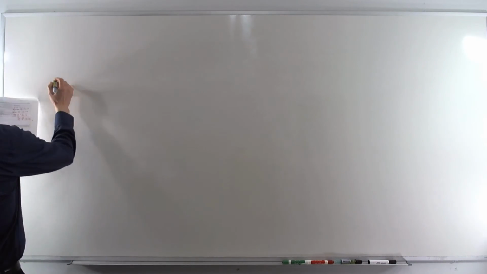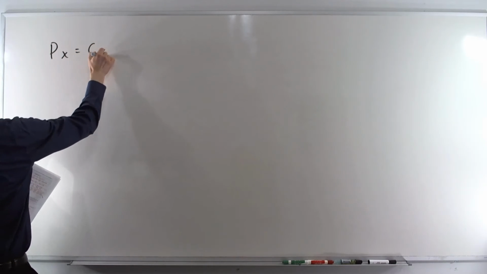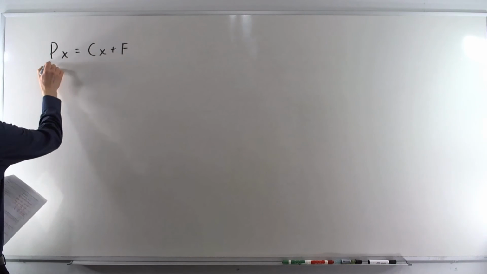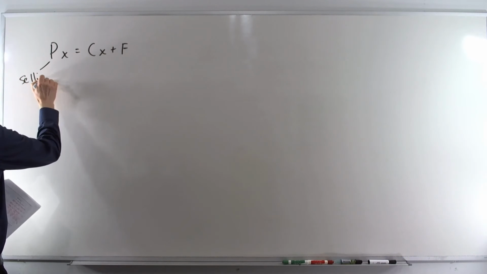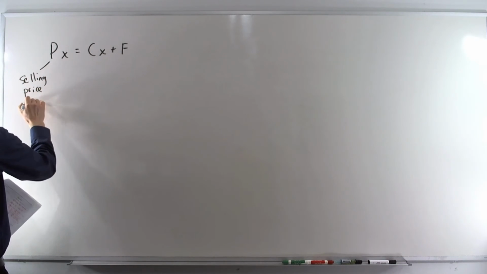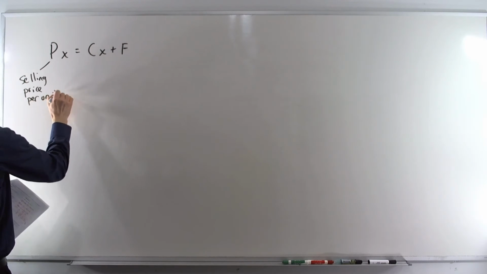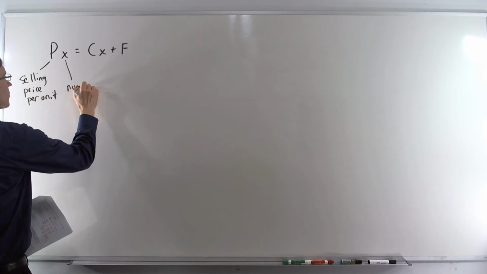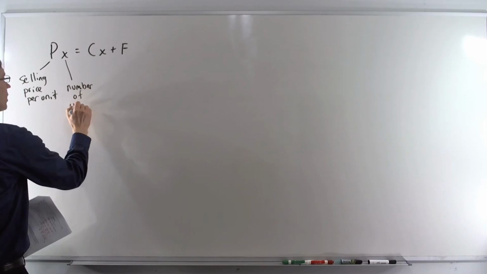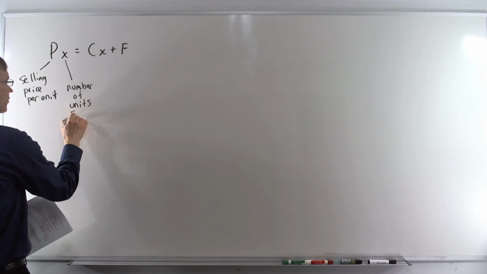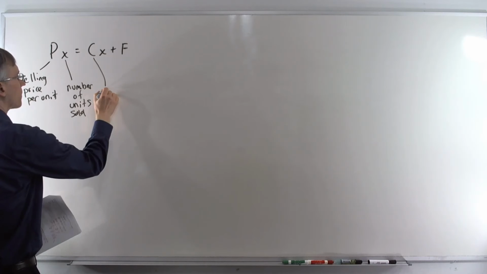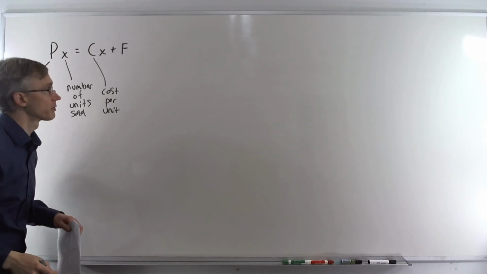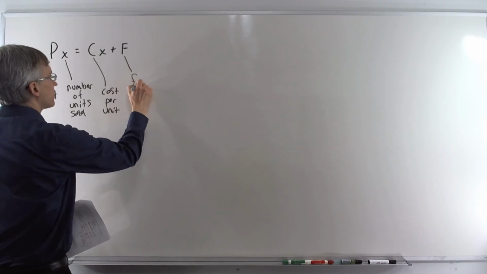The equation we're going to be using, Px equals Cx plus F. P is the selling price per unit. X is the number of units sold. C is the cost per unit. And F are the fixed costs.